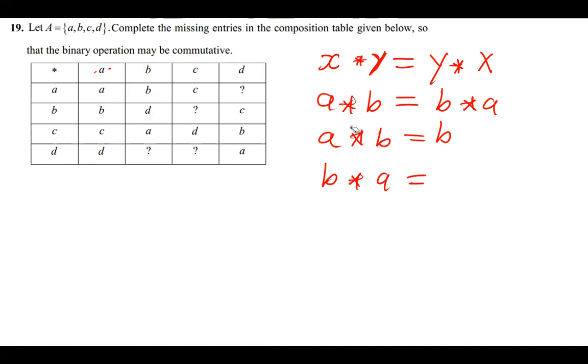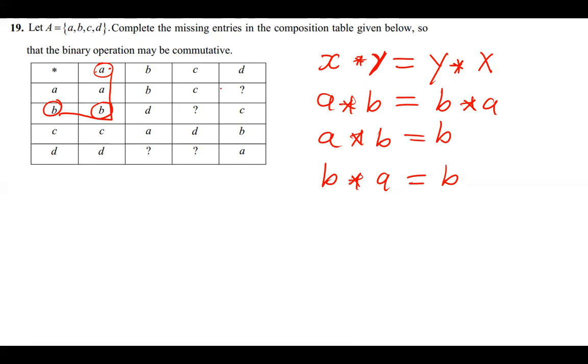Let me see if the answer will still be B. Okay, so B star A, my B is there, my A is there. So what is the meeting point of this A and B? We have this part and that part. So this part is where A and B, B and A are meeting. So we still have the answer as B, which implies that the given table here obeys the commutative law.